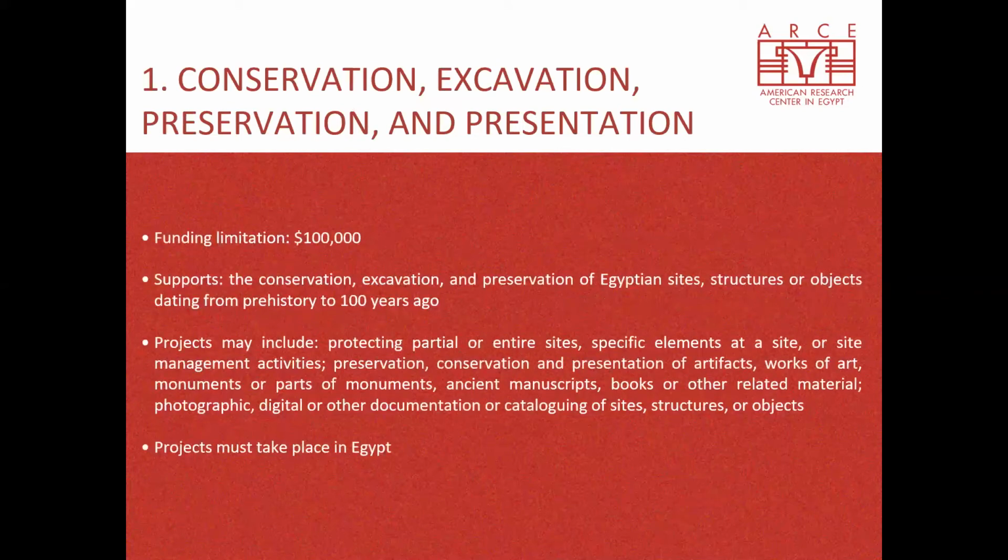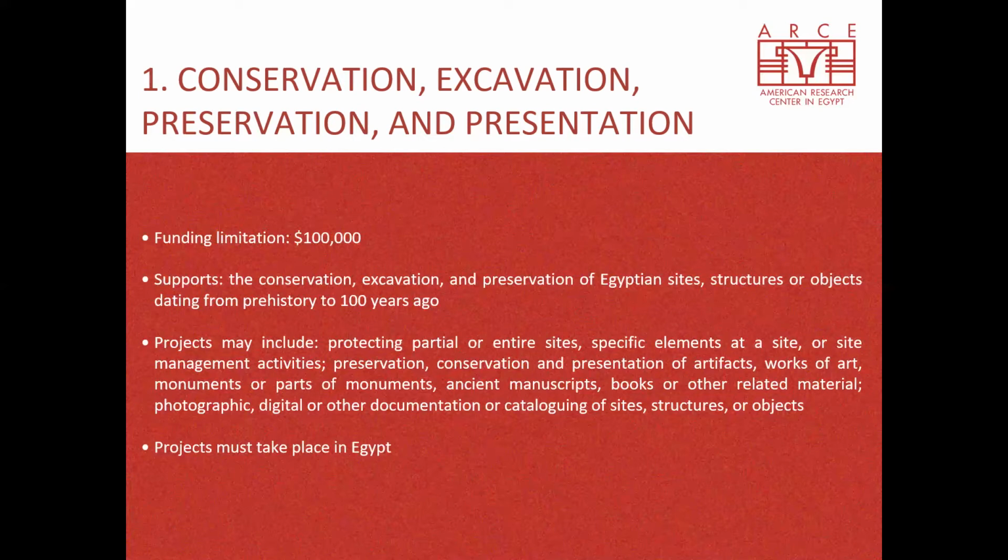Now I'll be getting into more details of the four funding categories under the short-term grant, starting off with the first one, the conservation, excavation, preservation, and presentation category. Projects that apply under this category can receive funding of up to $100,000. The category supports the conservation, excavation, and preservation of Egyptian sites, structures, or objects dating from prehistory to 100 years ago. Again, 100 years.